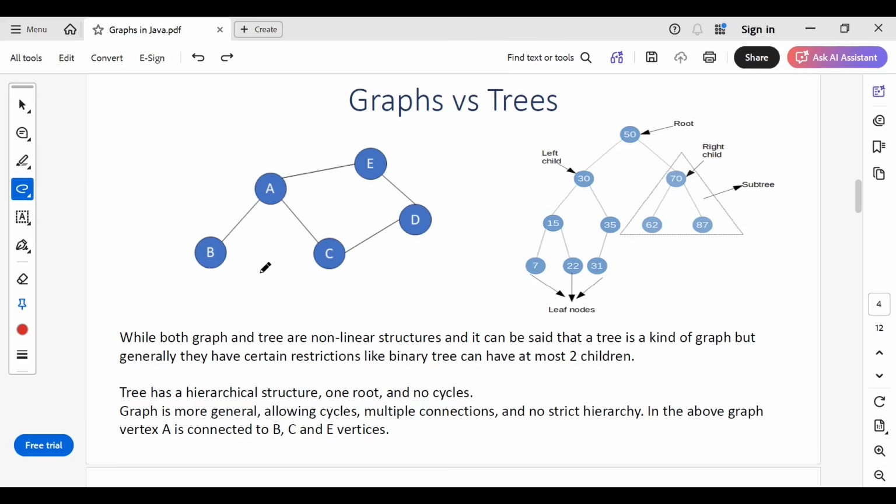Whereas with a graph, you can have multiple connections, right? If you see here, A is connected to B, to C, to E, and there is no strict hierarchy. There is no root here. You can start from anywhere to go anywhere, correct? And it can have cycles also. In this we also have this cycle A, E, D, C, A.